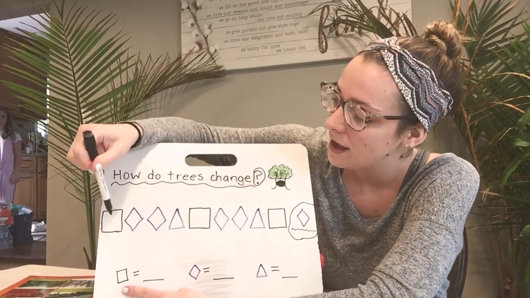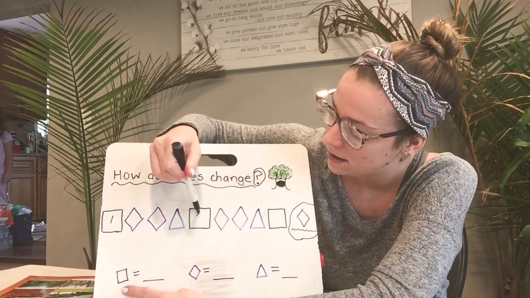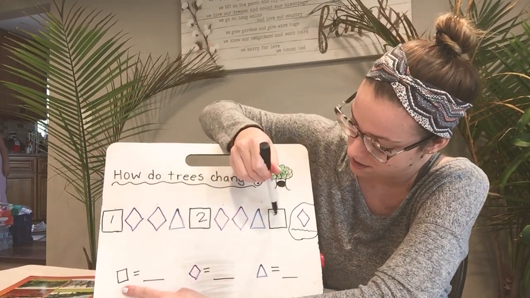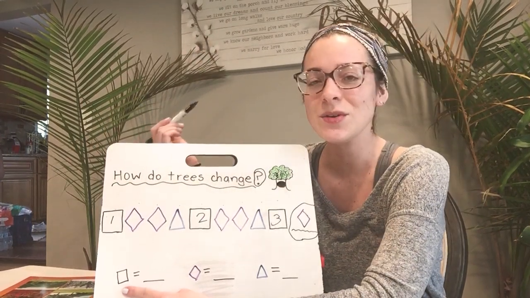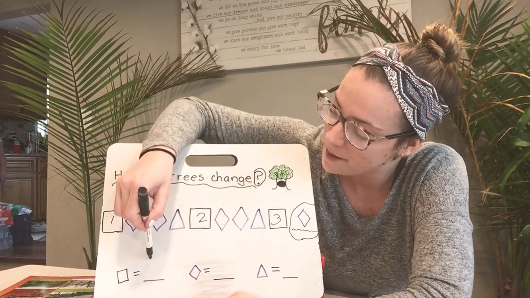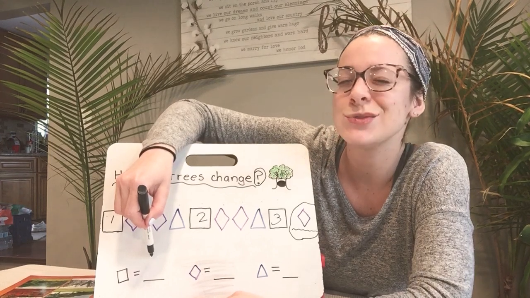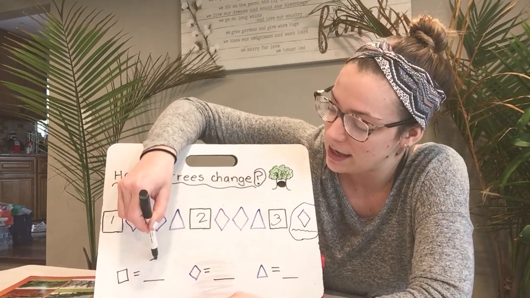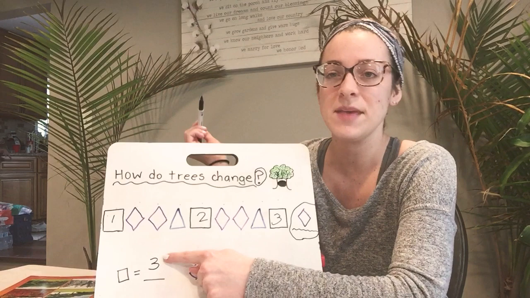Are you ready? 1, 2, 3. There's only 3 squares. So Miss Fisher's going to come down here. I'm going to start at the top, and remember, a 3 has 2 bellies. So I'm going to say 1, 2, and then I make my 3.